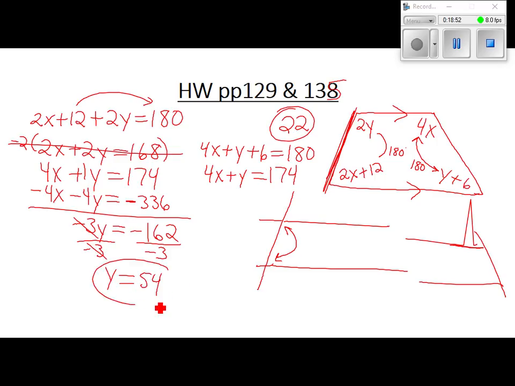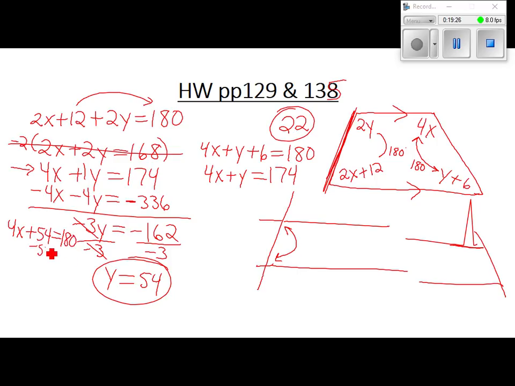Are we finished? They probably ask us to find x and y, right? So it's write and solve a system of linear equations, find x and y. Once we know what y is, what can we do to find x? Plug it into the equation. We can pick any of these equations, doesn't matter which one. I'm gonna pick this one right here. So 4x plus, we stick in 54 for y, equals 180.